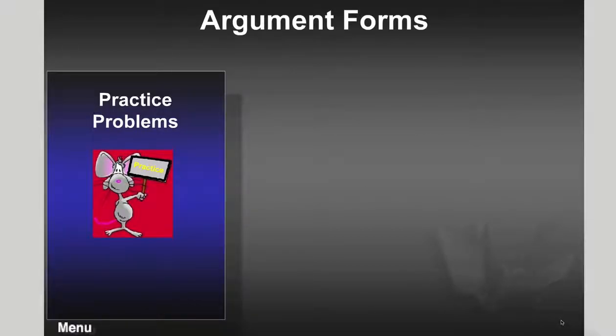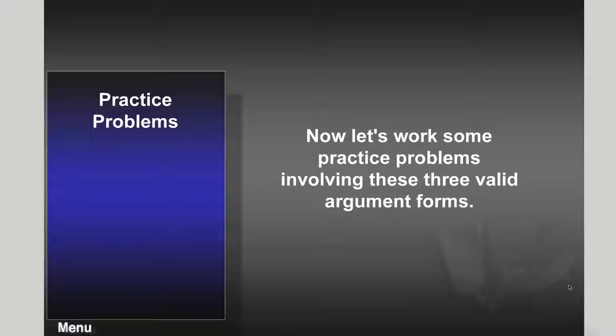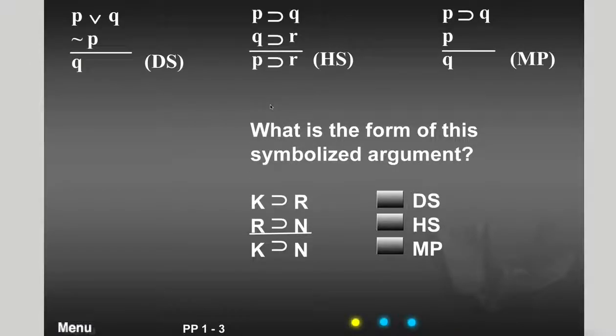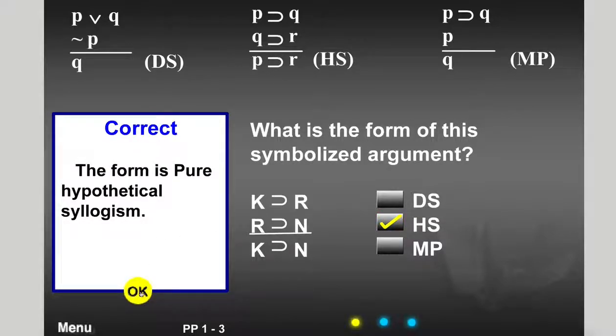So let's use this section for practice, okay, involving the first three valid argument forms. What is the form of this symbolized argument? Okay. They're actually making it a lot easier here because they're giving them to you, right? You have DS, which is disjunctive syllogism, HS, which is hypothetical syllogism, and, of course, this form too, right? Okay, so which one is it? If K then R, if R then N, if K then N. That has to be the hypothetical syllogism. Okay, it's a pure hypothetical syllogism.